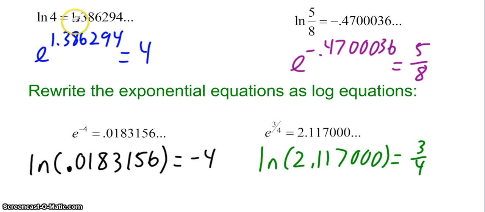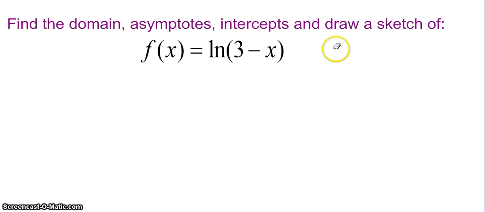Okay, so I know if the natural log of 4 equals 1.386294, then e to the 1.386294 equals 4. I know if the natural log of 5/8 is negative 0.47000036, then e to the negative 0.47000036 is 5/8. I know that if e to the negative 4th is 0.0183156, then the natural log of 0.0183156 is negative 4. And I know that if e to the 3/4 equals 2.117000, then the natural log of 2.117000 is 3/4.